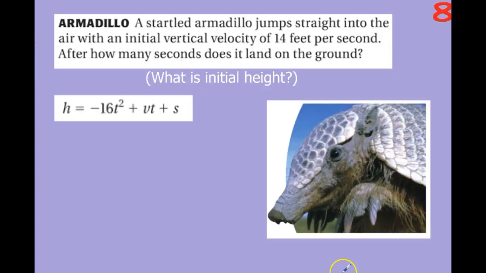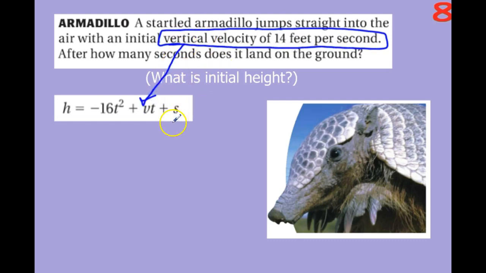So here's our last one. Here's the equation already given to us. We need to plug in the information on this one. It says, a startled armadillo jumps straight into the air with an initial vertical velocity of 14 feet per second. Vertical velocity, that's our v that we're going to plug in there. After how many seconds does it land on the ground? So we're trying to figure out t.